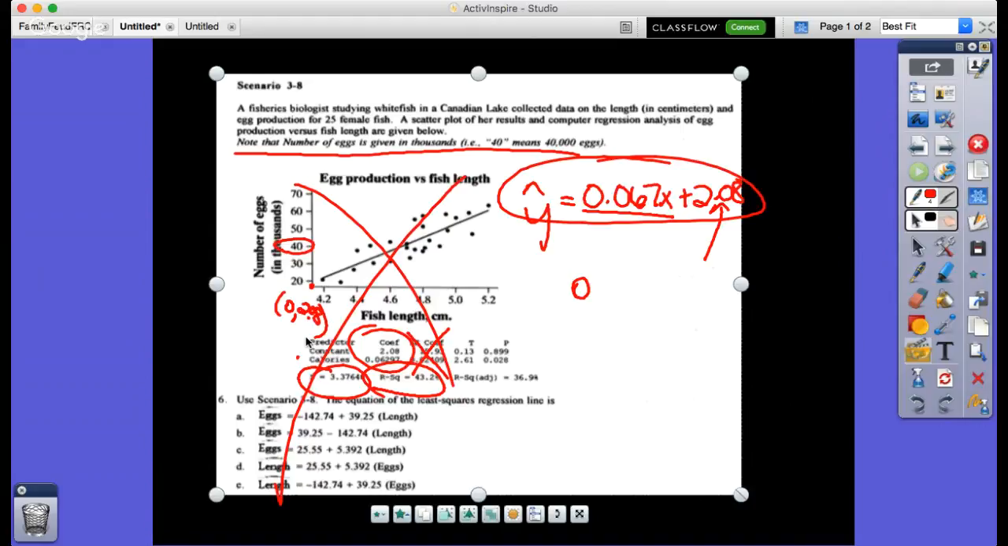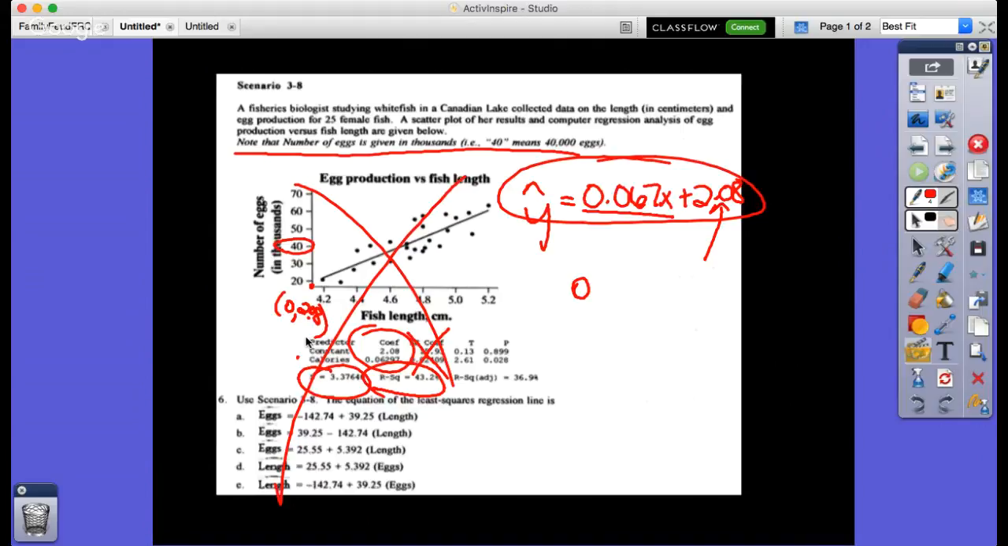Instead of y hat, I do like this. Make sure you put eggs, or for this one, it would be what hat? Eggs hat, right? And you can put number of eggs, that's fine. And instead of putting x, put fish length or length or something like that. Okay. Would you always use the one on like this, going this way to do the predicted, or for the y? Is it always like whatever's on this side of the?